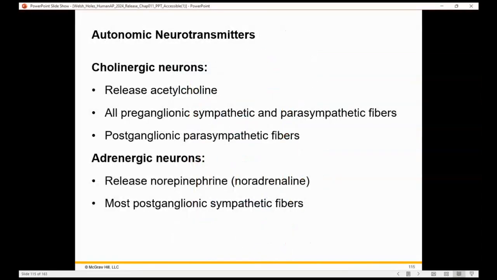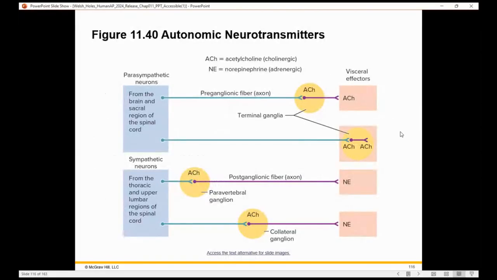All right, let's talk about autonomic neurotransmitters. Cholinergic neurons release acetylcholine. All preganglionic sympathetic and parasympathetic fibers are these, and postganglionic parasympathetic fibers. Adrenergic neurons release norepinephrine, also called noradrenaline. Most of the postganglionic sympathetic fibers are these. This graphic shows you the different autonomic neurotransmitters.